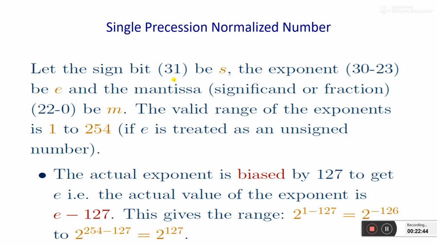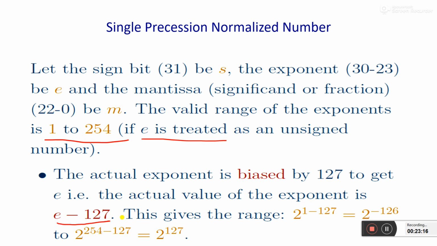Let the sign bit be bit 31, the exponent at bits 30 to 23 be E, and the mantissa, the significand, at bits 22 to 0 be M. The valid range of the exponent is 1 to 254. Okay, so this is my exponent number. Now we have already discussed biasing. The actual exponent is biased by 127 to get E, so the actual value of the exponent is E minus 127.